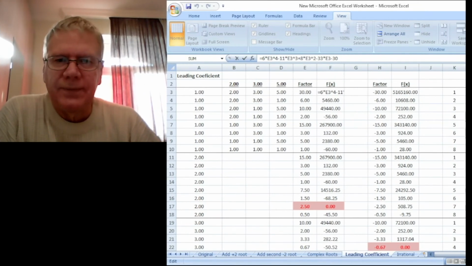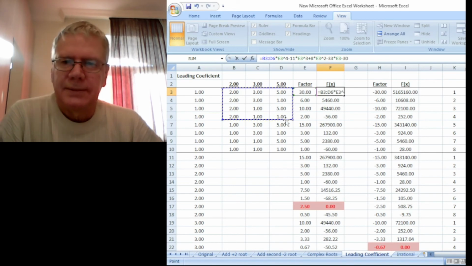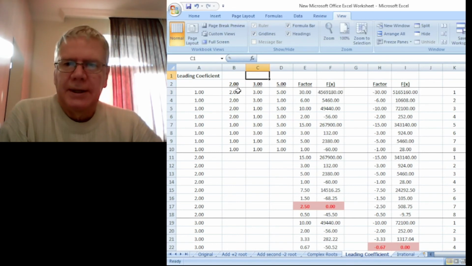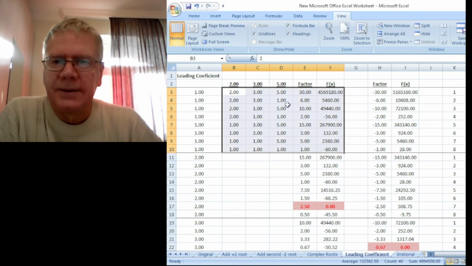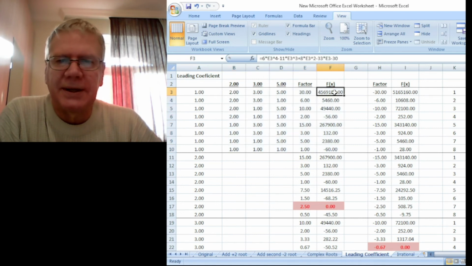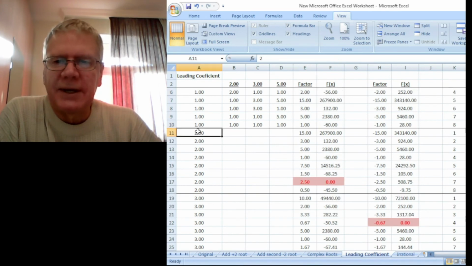Okay, so here we are in Excel. This part of the table is just like I made before. I alternate the 5s, and then the 3s every 2 cells, and the 4s every 4 cells, and I calculate the function. But I have a leading coefficient, and now in the denominator, in addition to 1, I have to have each of these factors divided by 2. And here are those factors.